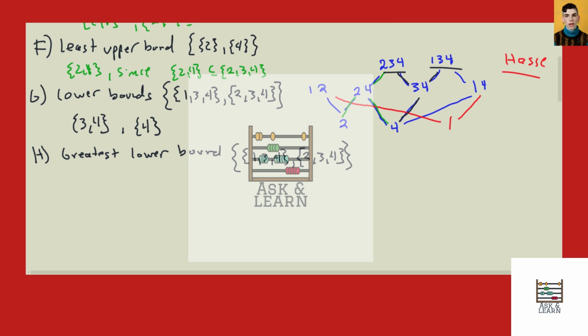And now our greatest lower bound, just like the least upper bound, we want this to contain all of our lower bounds. And that's going to be {3, 4}, since {3, 4} contains {4}.